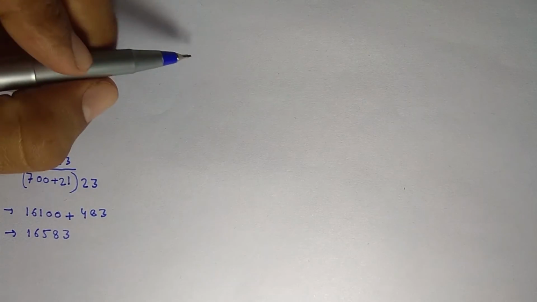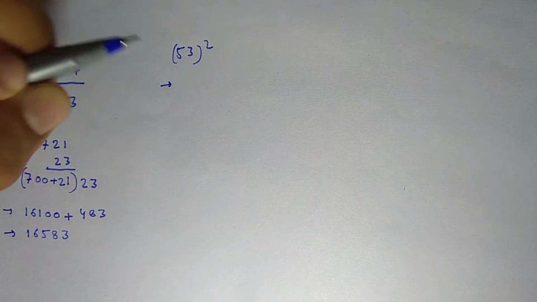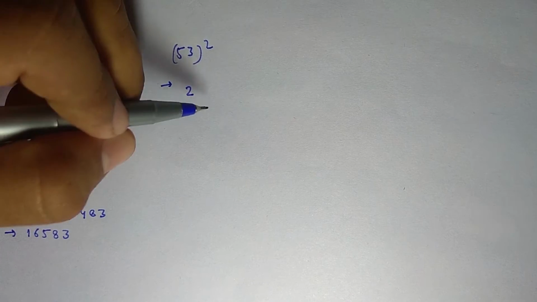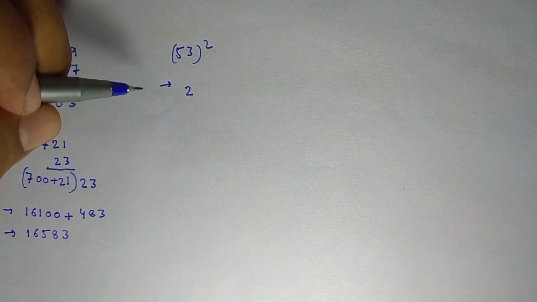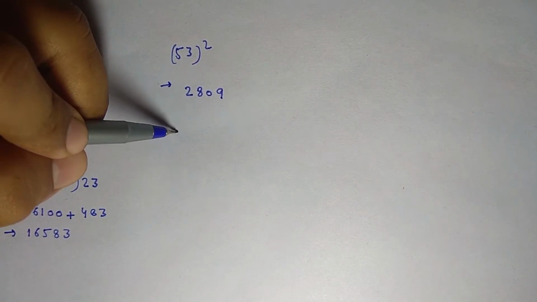Now let's get back to squares. Square of 53. 53 minus 3 is 50. 53 plus 3 is 56. 56 times 50 is 2800, and adding 9 to it, that is 3 squared, we get 2809.